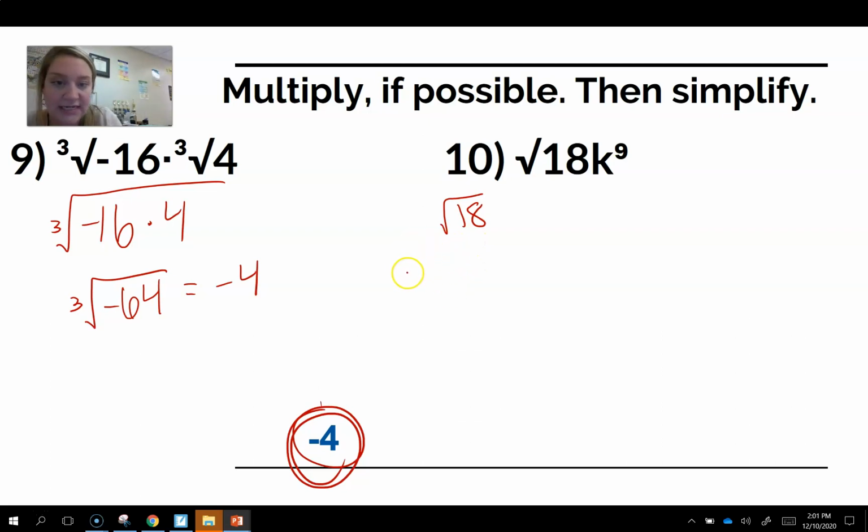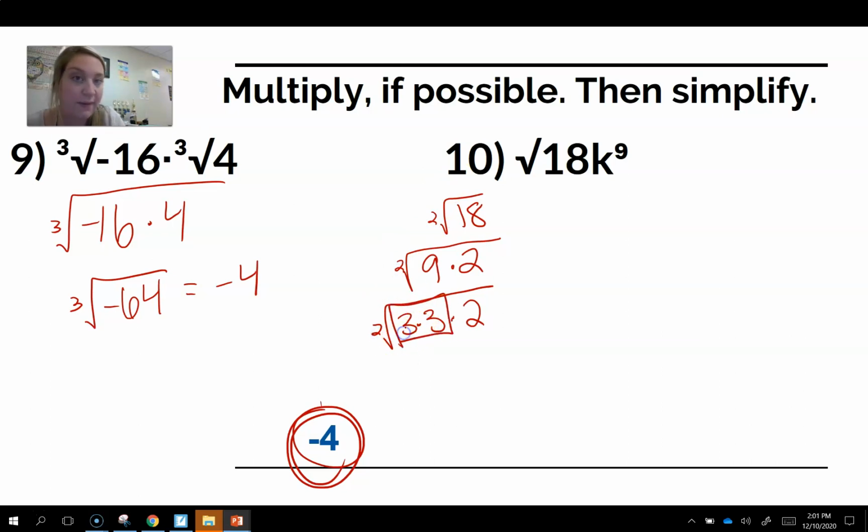What times what is 18? Well, we have 9 and we have 2, right? Break apart 9 again. That's 3 times 3 times 2. Remember, this is technically a square root, so I need a pair of numbers to leave. I just got a pair of 3's. So 3's get to leave, but I still have a square root of 2. Okay, it didn't have a pair of 2's.